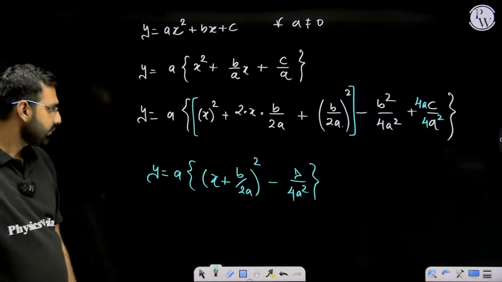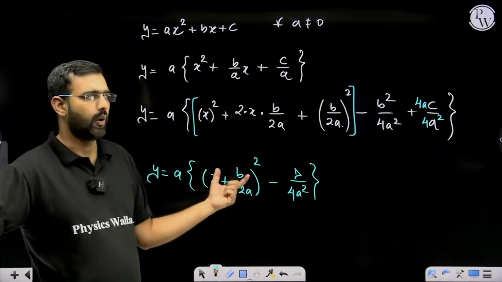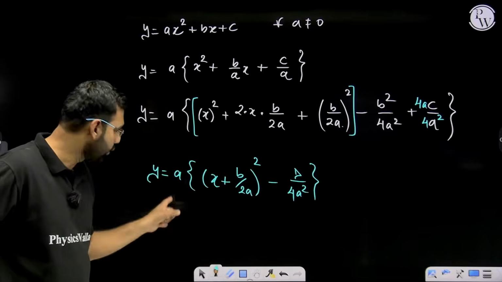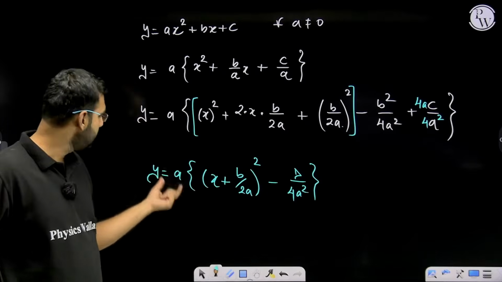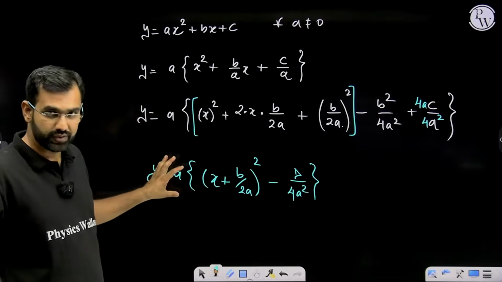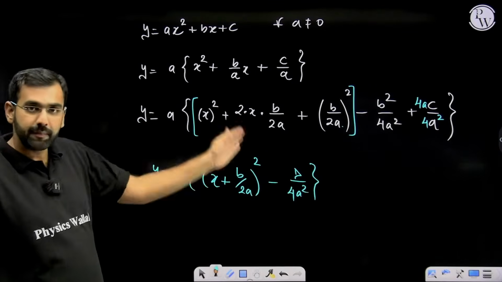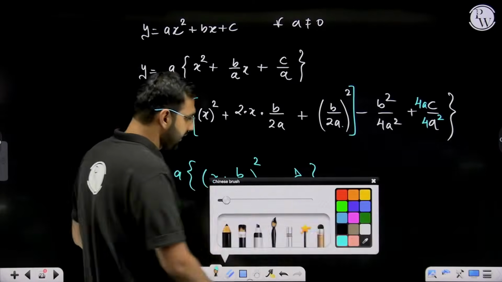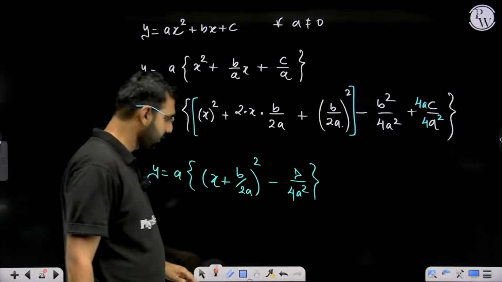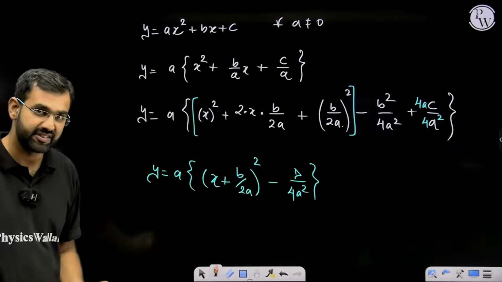Now, this is a quadratic expression, and whether it will attain a maxima or minima depends on a. Because if a is positive, this will have a minima. If a is negative, this will have a maxima. Why am I saying so? Because here, this is clearly a parabola. You must have studied it in 11th.